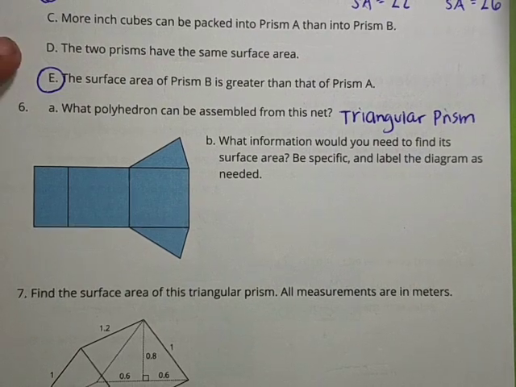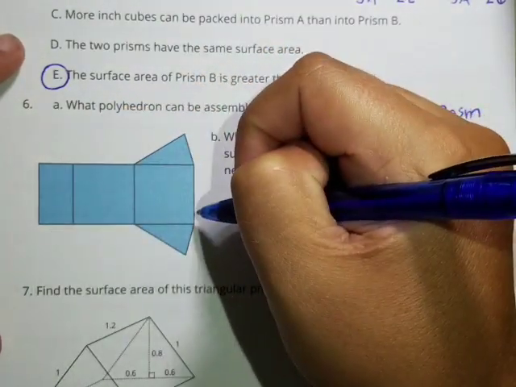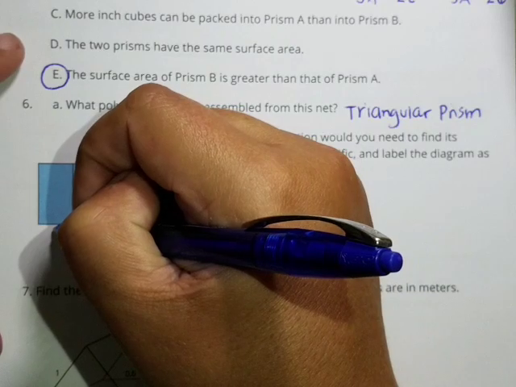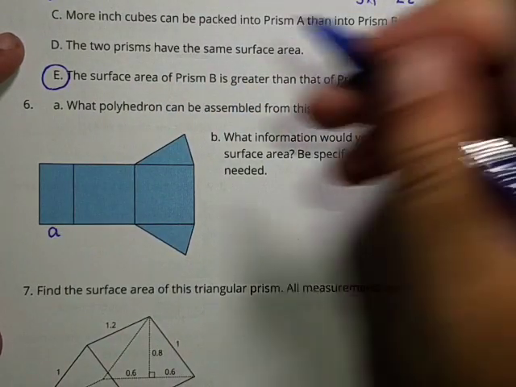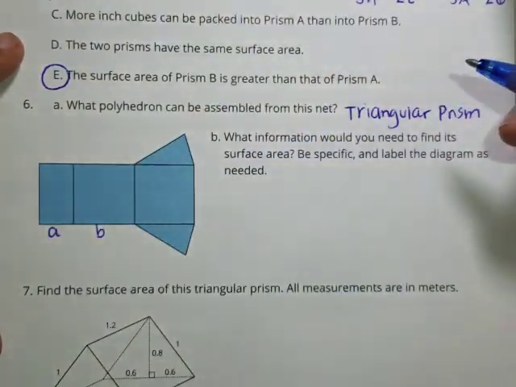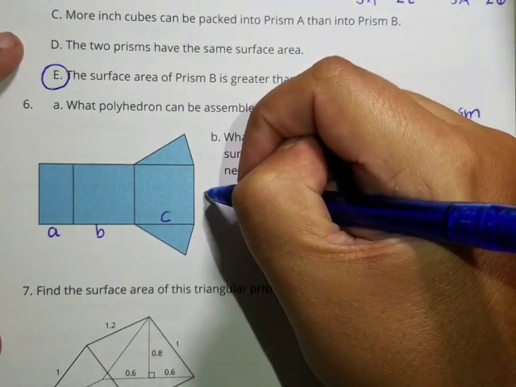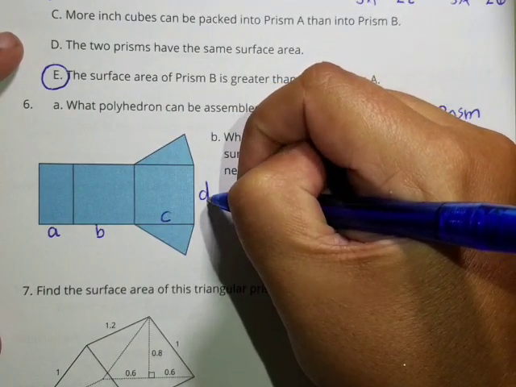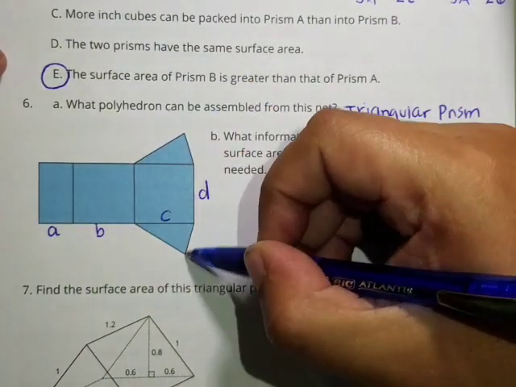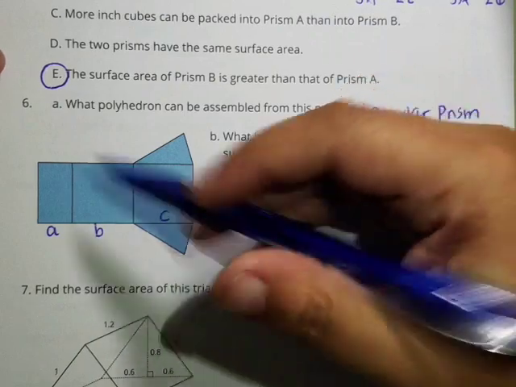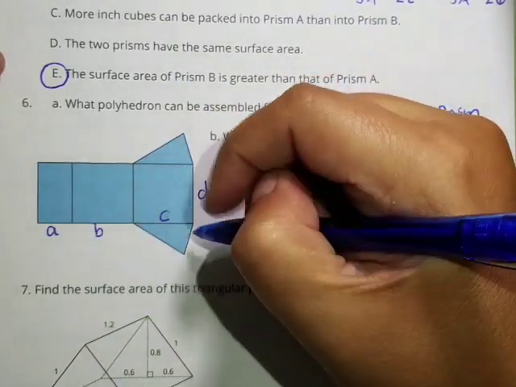So we need to know, let's see, let's call this A. We'll need to know that. We'll need to know B. We'll need to know C. And we'll need to know D. And then because A matches here, you don't need to label that because this would match with that. So as long as we know that, then we know that to help find the triangle.